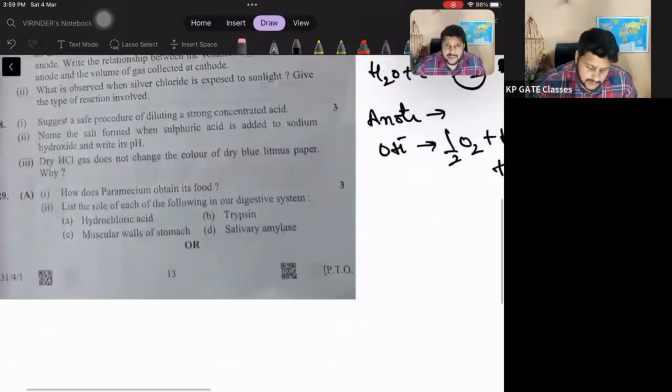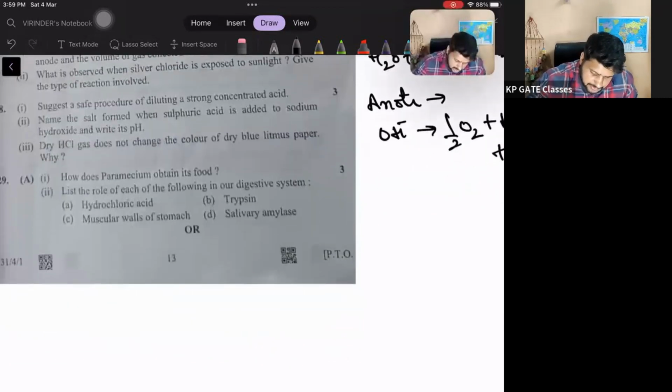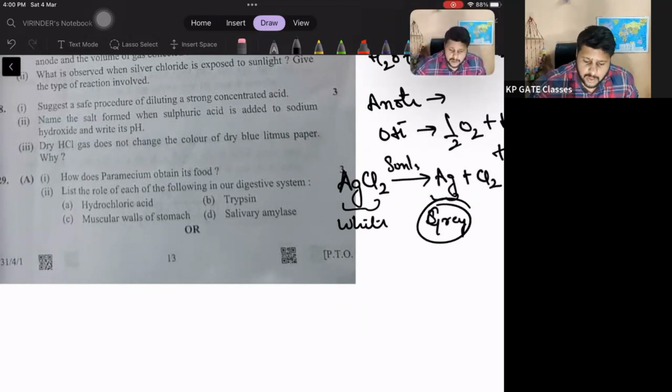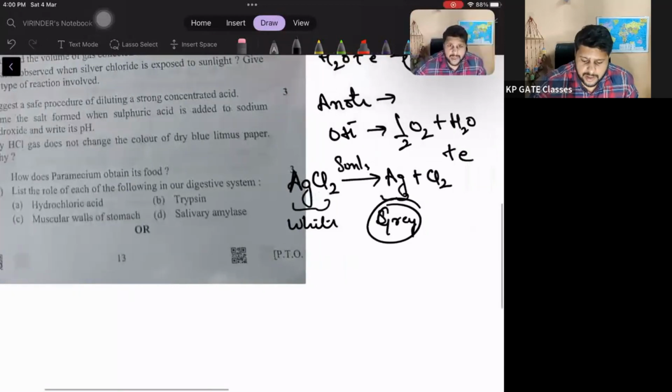Let's write its reaction. AgCl is exposed to sunlight and it is going to break down into silver and chlorine. Silver chloride is white in color and silver is gray. This is the reason we get gray color, because chlorine and silver are getting separated and chlorine is a gas.